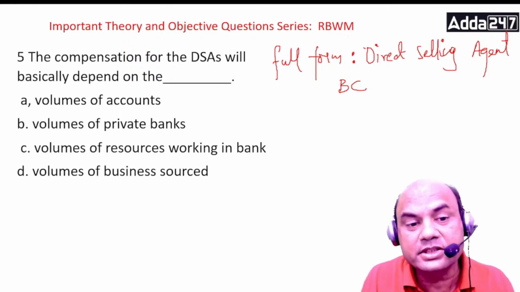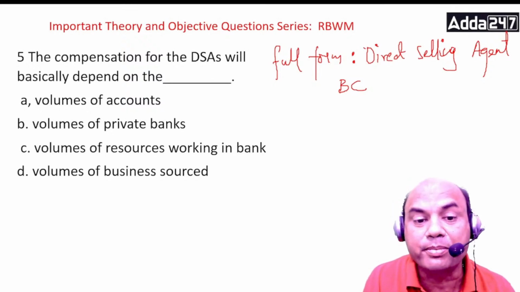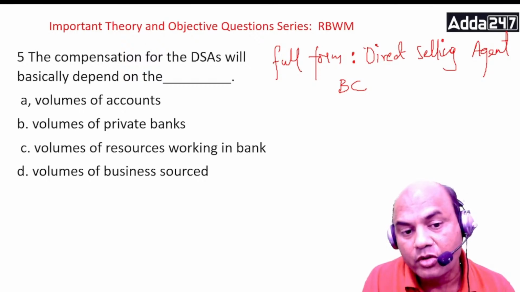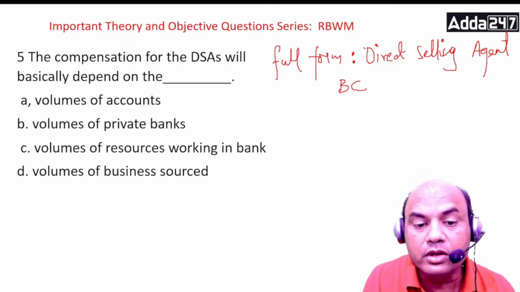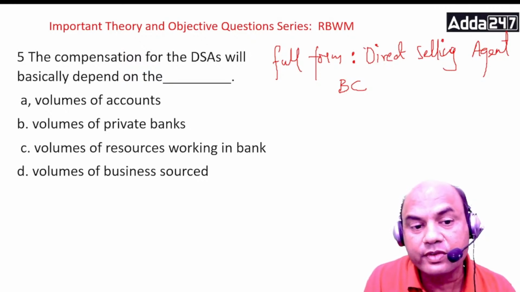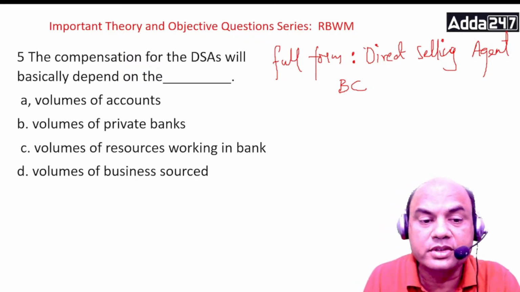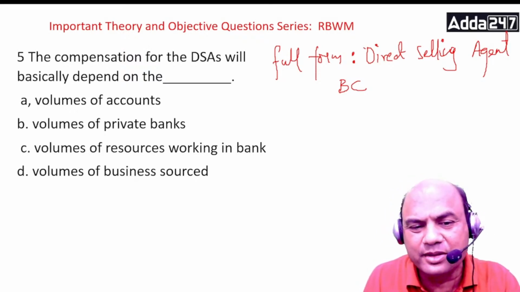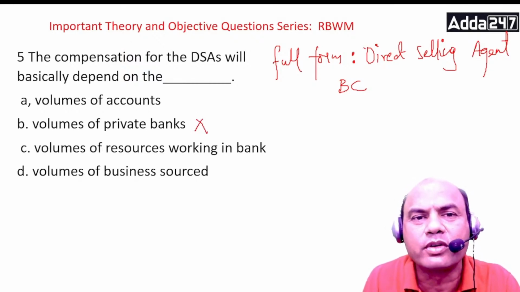So the compensation of DSAs will depend upon what? Volumes of the account, volumes of private banks, volumes of resources working in the bank, volumes of the business sourced. So what will it depend upon? Volumes of accounts. See here, obviously B is out. Volumes of private bank means what has the DSA to do with the volume of my bank?